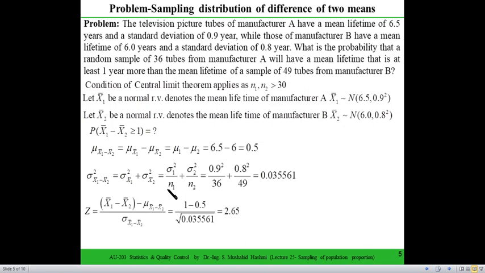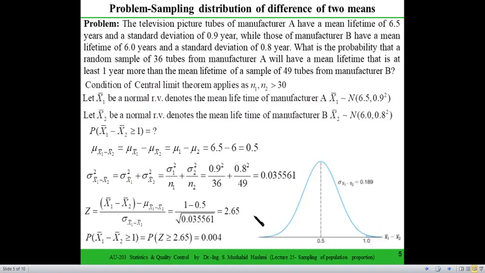Now we can easily calculate the z value. The z value is this difference, and this is the variance, so the standard deviation would be the square root of that, and for the difference to be greater than 1, the z value should be greater than or equal to 2.65. If you look up in the table the probability of z greater than 2.65, it is 0.04. So it is a very rare probability, only 0.4% is the probability that the difference in average mean life of these picture tubes would be greater than 1.